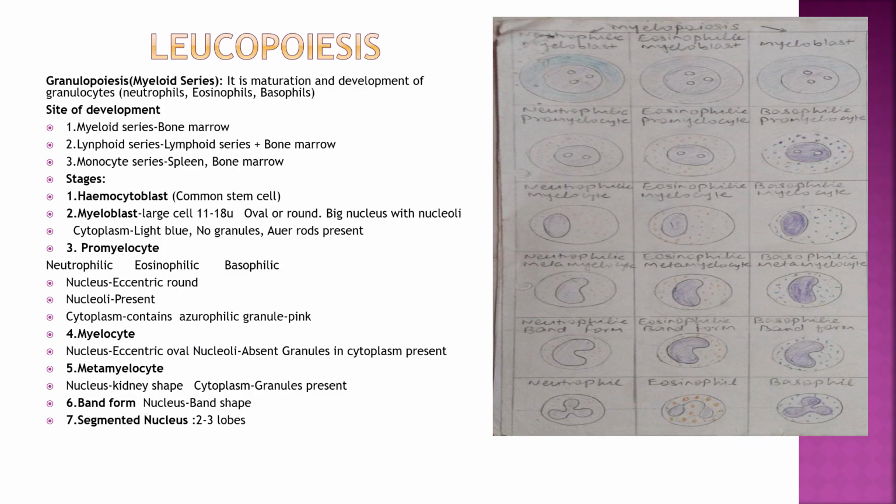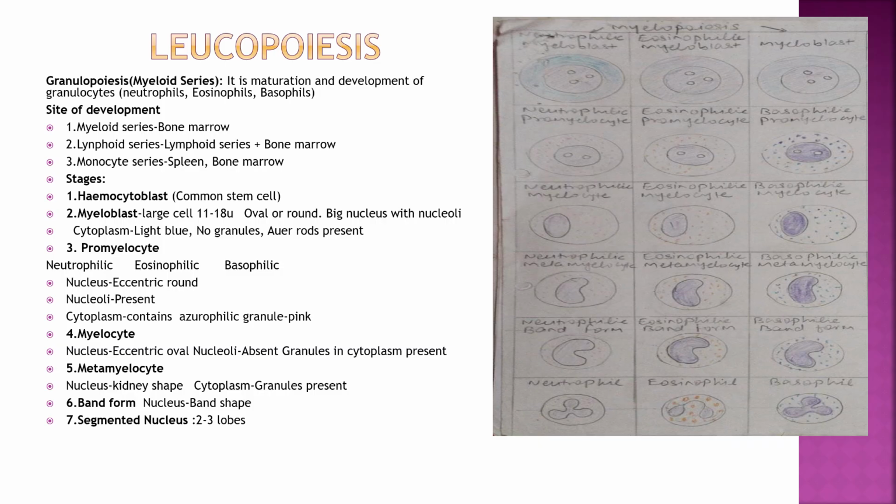The nucleus is kidney shaped, cytoplasm granules present, and then it develops into the band form, in which the nucleus is band shaped, and then finally a segmented nucleus of 2 to 3 lobes is developed. So this is all about neutrophil or eosinophil or basophil leukopoiesis.